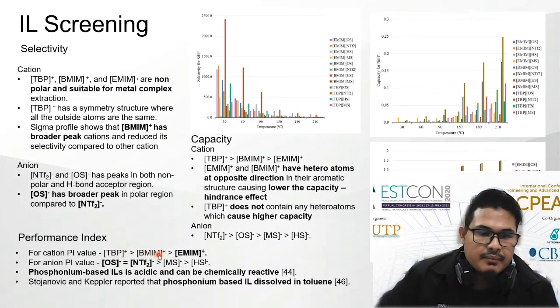However, for BMIM, we know that from the selectivity, it has a broader peak. So that's why we try to remove this particular component from our system, and then we select EMIM. While for anion, both OS and also NTF2 show greater potential and can be tested for further testing.